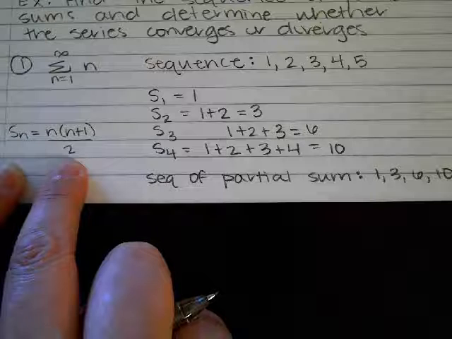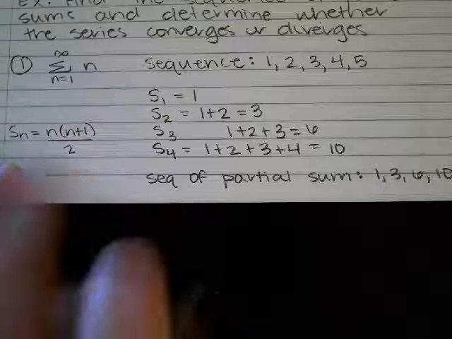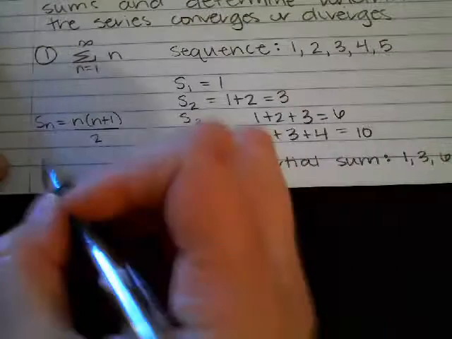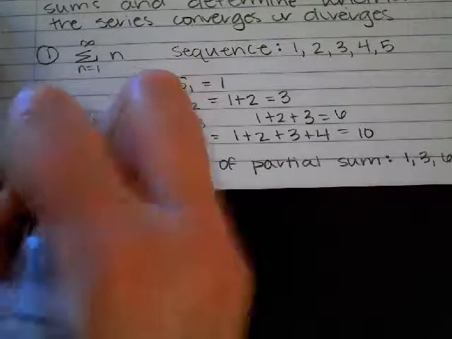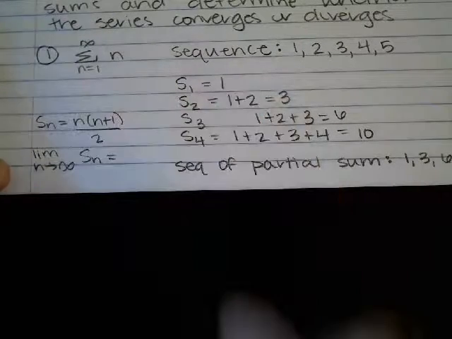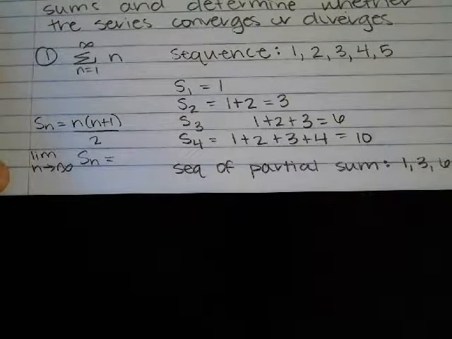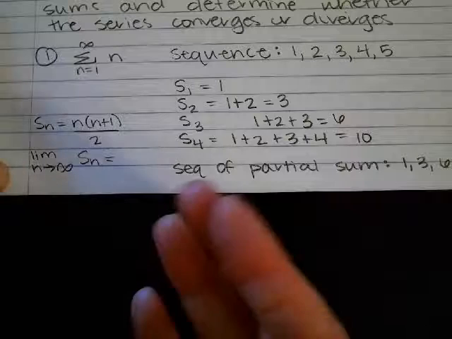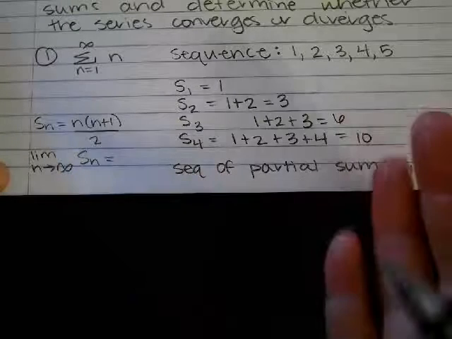So now what we're going to do is find the limit as n goes to infinity of S sub n. What's the limit as n goes to infinity of S sub n? N times n plus 1 over 2. It says the limit as n goes to infinity, so we can think of our end behavior rules. It would just be infinity, right? Because it would be n squared on top and just a 2 on the bottom. So this would be infinity.